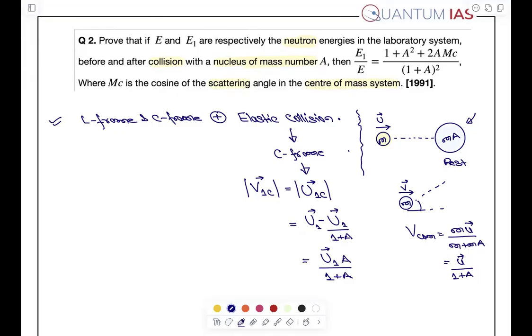Now for the lab frame and this, I have given you one very important diagram, and I want everyone to understand that we know what V1C is. V1C is simply V1 minus V center of mass.